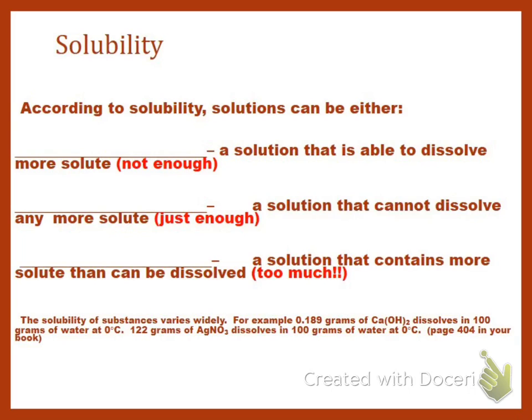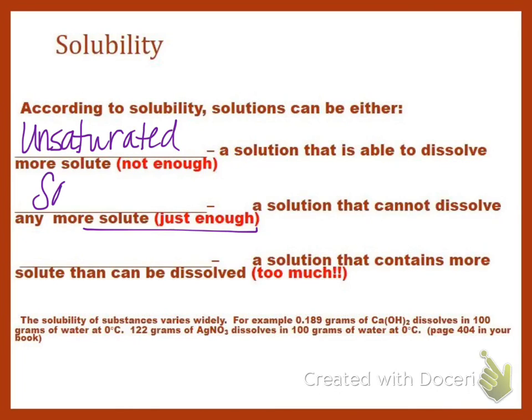When we are talking about our solutions, the solution is going to be one of three things. If it has not enough solute, meaning I could dissolve some more if I wanted to, we call that unsaturated, meaning I could still add some. It has room for more. If it has the right amount, just enough, we call that saturated.